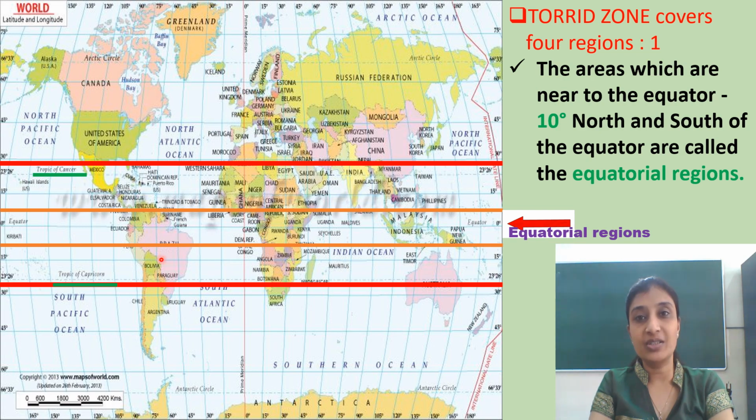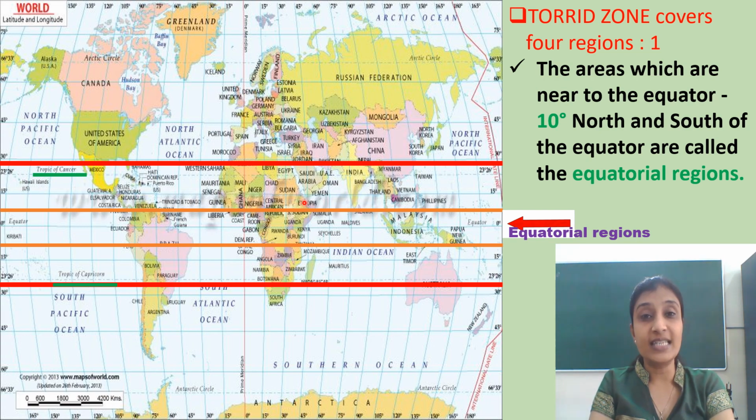Look at the map, children. The torrid zone covers 4 regions. This is the first region. Now pay attention only to the area between the red colored lines. Okay? With green colored lines I have marked the tropics: the Tropic of Cancer in the northern hemisphere and Tropic of Capricorn in the southern hemisphere.